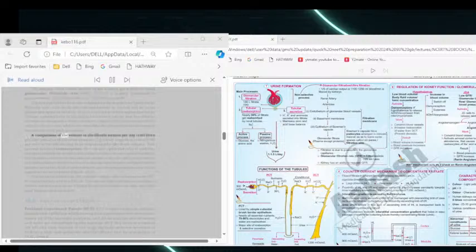A comparison of the volume of the filtrate formed per day, 180 liters per day, with that of the urine released, 1.5 liters, suggests that nearly 99% of the filtrate has to be reabsorbed by the renal tubules. This process is called reabsorption. The tubular epithelial cells in different segments of nephron perform this either by active or passive mechanisms.